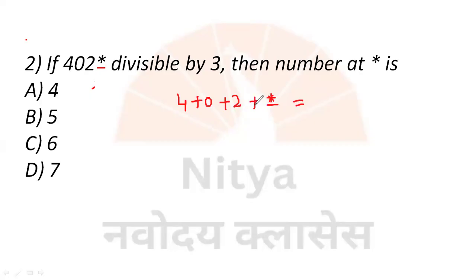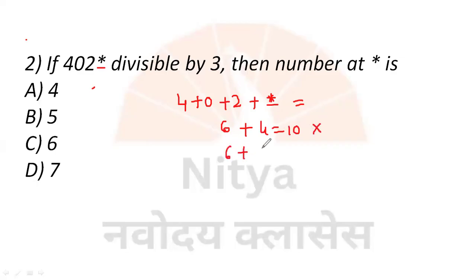In this, what number must be added here so that the whole number is divisible by 3? So 4 plus 2 is 6. In 6, what number must be added here so the whole number is also divisible by 3? So check out the options. If we add 4 to this, 6 plus 4 is 10. So 10 is not divisible by 3. So option number A is not our answer.